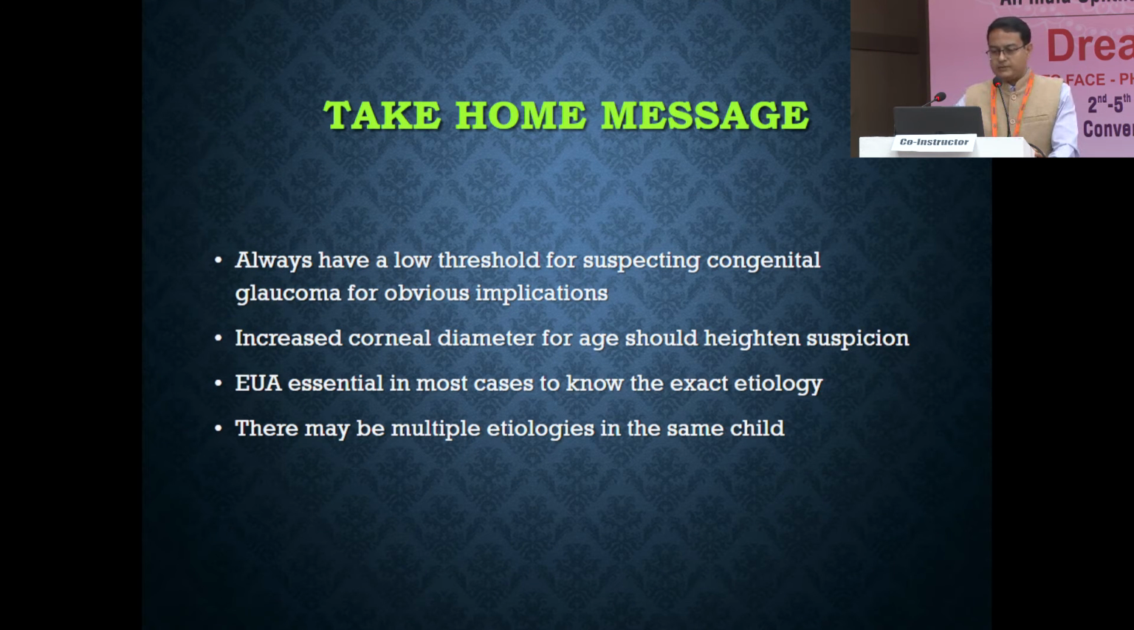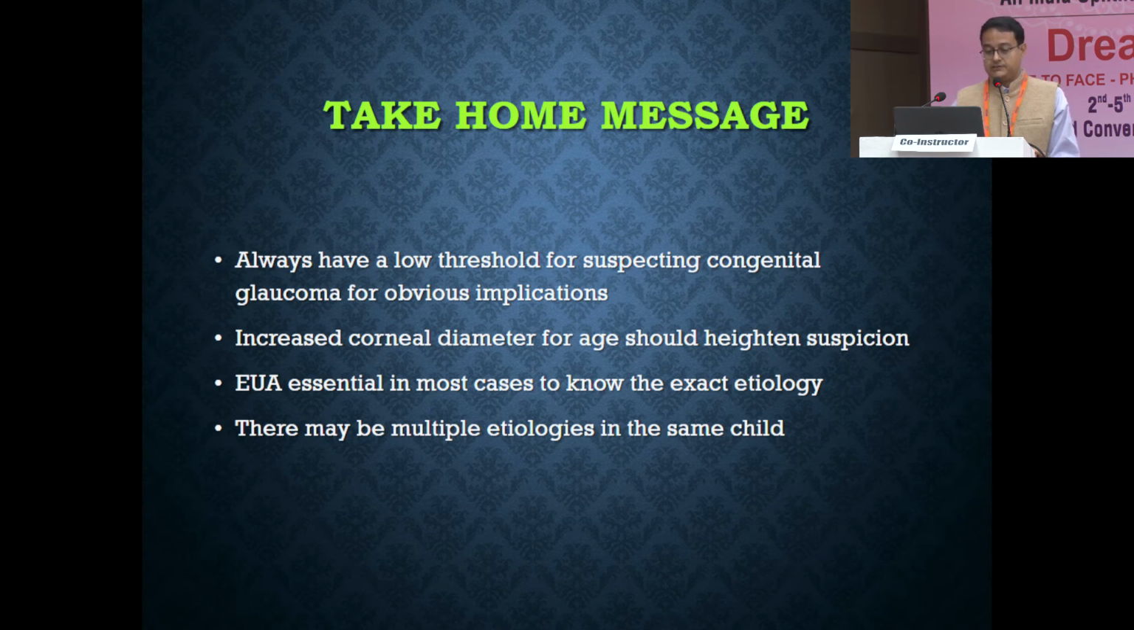So my take-home message would be, we should always have a low threshold for suspecting congenital glaucoma. For obvious implications, we have to diagnose these patients early, because the only treatment available for these children is surgery, and the earlier we do the surgery, the better, because apart from the IOP-related damage, persistent corneal edema can cause corneal scarring and will have a long-term outcome. Now, the increased corneal diameter for age should heighten suspicion.